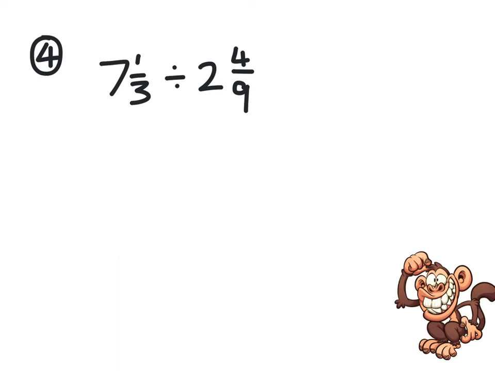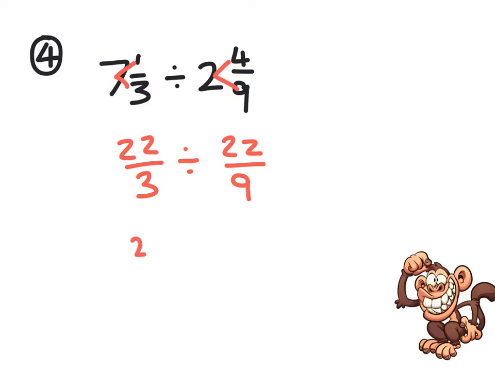Question 3, 4. Dividing fractions. Top heavy, 3 times 7 add 1, divided by 9 times 2 add 4. Remember, what we do with dividing fractions is we turn it into a times by flipping this one. Things will cancel and your answer should pop out to be a nice easy number.